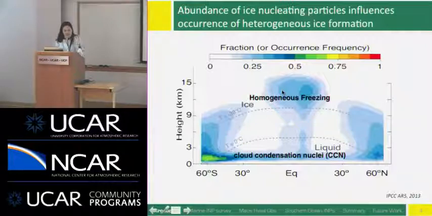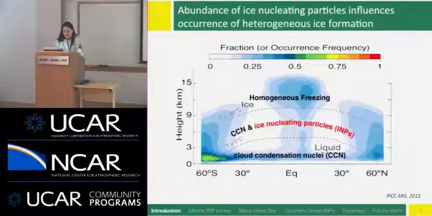CCN are still important because they determine the number of cloud droplets that can reach these levels. But homogeneous freezing is our primary mechanism for forming ice. And in between, in this mixed-phase region, we have to consider CCN and also ice nucleating particles.